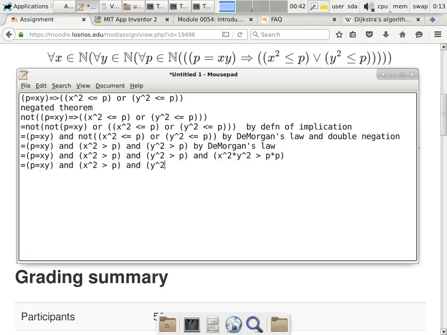So I'm just repeating the first part here. But the second part, which is x times y, because multiplication is commutative, I can now rearrange the xy's a little bit. So this one becomes x times y times x times y. Is that okay? Does everybody see how x squared times y squared can be re-expressed as x times y times x times y? And that is greater than p times p.